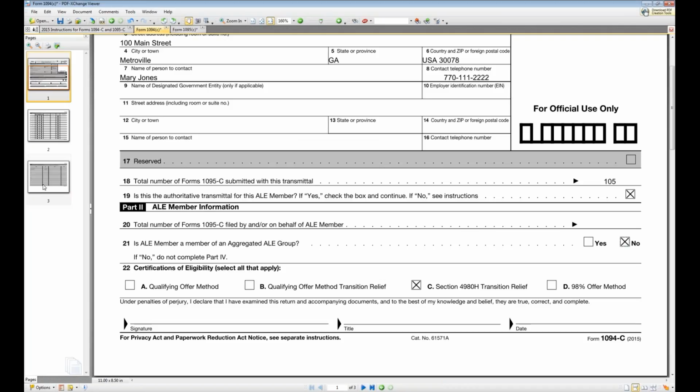Line 22. I mentioned earlier that for those employers that were under 100 full-time employees plus equivalents during 2014, so exempt from play or pay this year, but you were over 50, so between 50 and 99 in 2014, so exempt from play or pay but subject to reporting, there was a way that employers could communicate that. Part 1 of that is this line 22, where such an employer, or any employer actually, is going to check box C, section 4980H transition relief. So that's going to be checked by a small or a large employer.